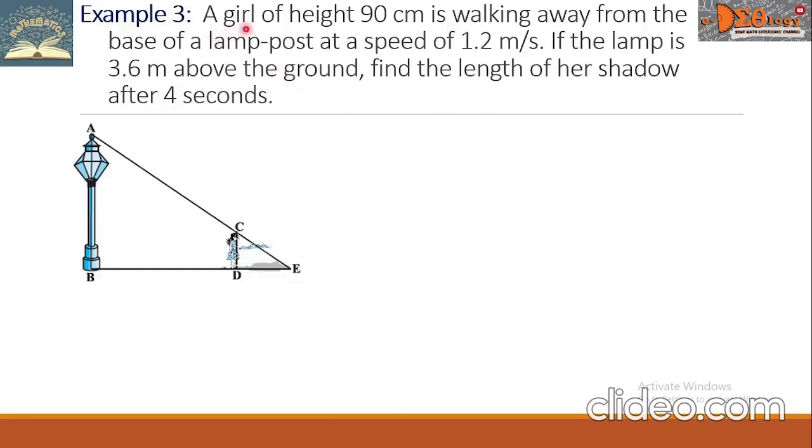Example 3. A girl of height 90 cm is walking away from the base of a lamp post at a speed of 1.2 meters per second. Look at the figure here. If the lamp is 3.6 meters above the ground, find the length of her shadow after 4 seconds.